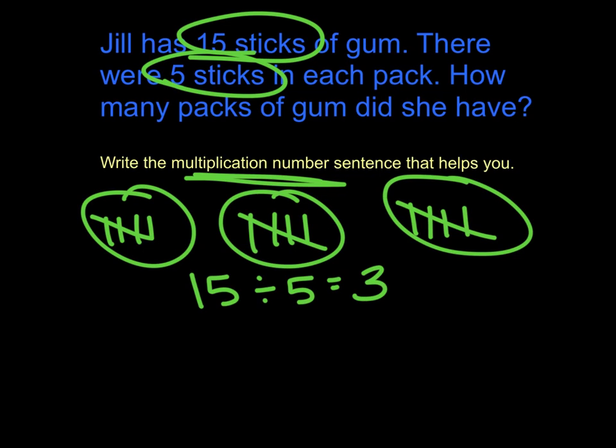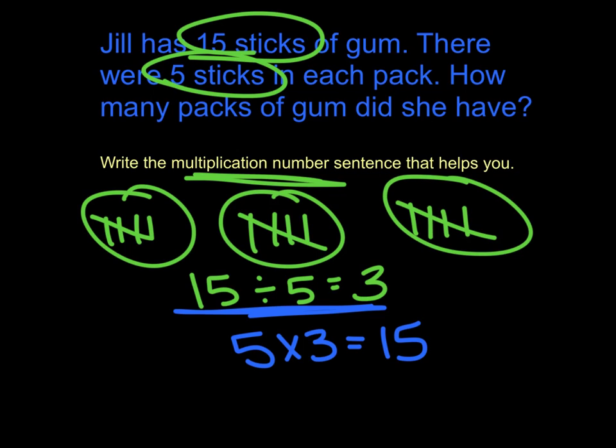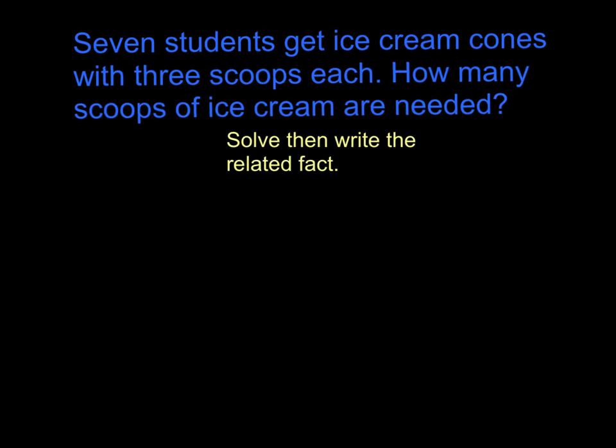Now, the problem, though, is asking me for a multiplication number sentence. So I'm just going to take this and switch it into its related fact. So that would be 5 times 3 equals 15. So this was a tricky problem. I had to do division to solve it, but then I had to switch it around into its partner fact family number sentence, which would be multiplication. Okay? Good job.